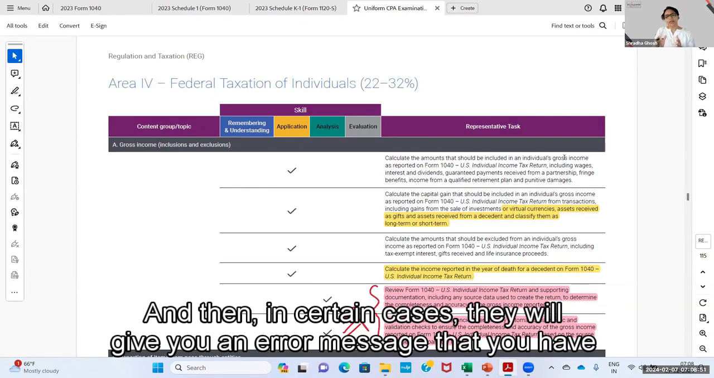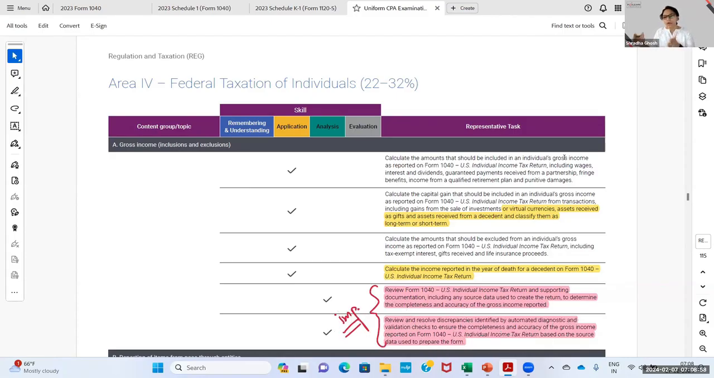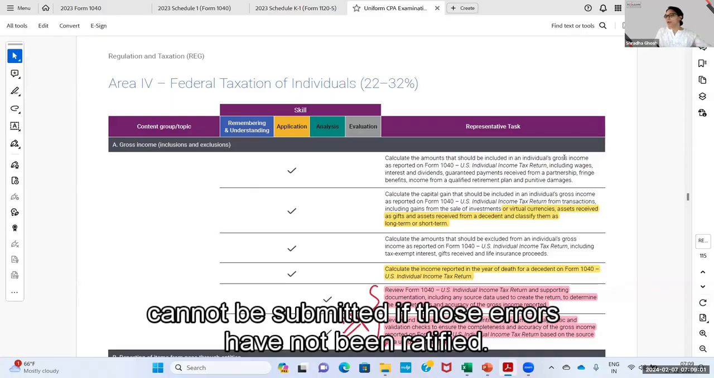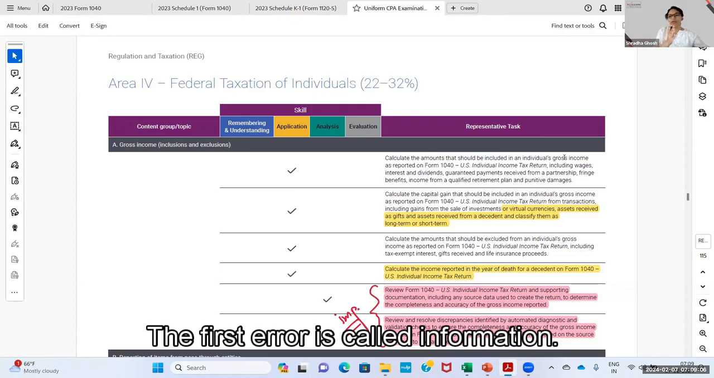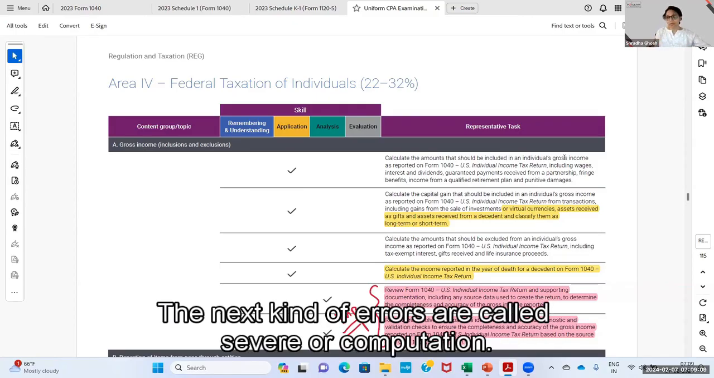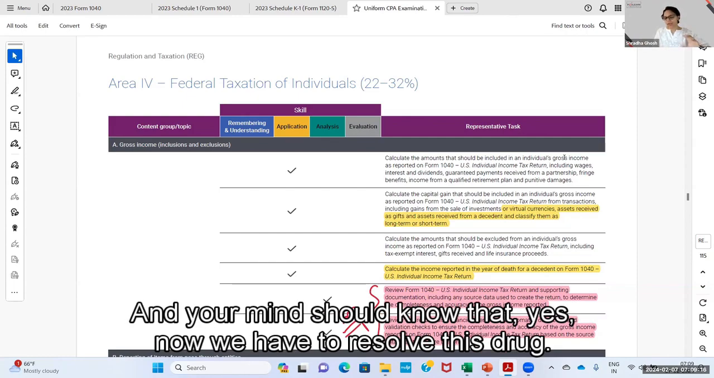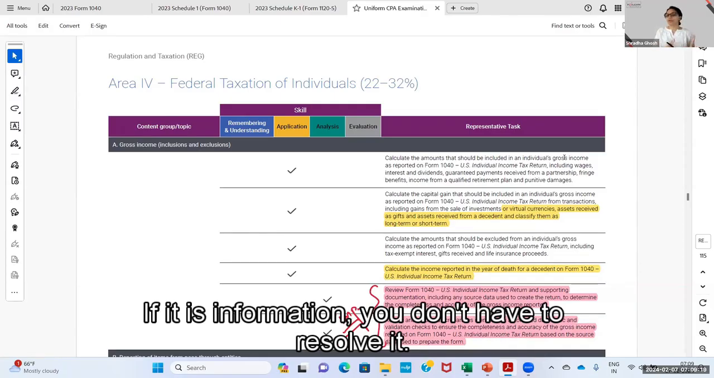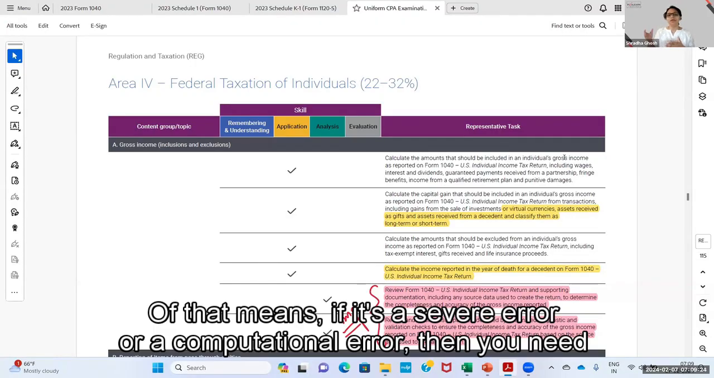And then in certain cases, they will give you an error message that you have to resolve, before which you cannot go to the next step. That means the form cannot be submitted if those errors have not been rectified. So we'll put a fancy name to both of these errors. The first error is called informational. The next kind of errors are called severe or computational. Once you have those names, your mind should know that now we have to resolve this doubt. If it is informational, you don't have to resolve it. If it is a severe error or a computational error, then you need to resolve that error.